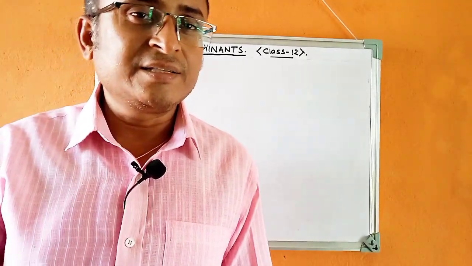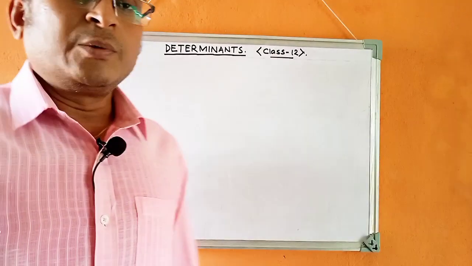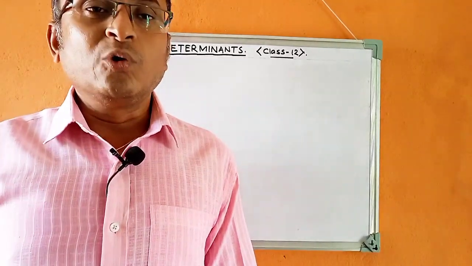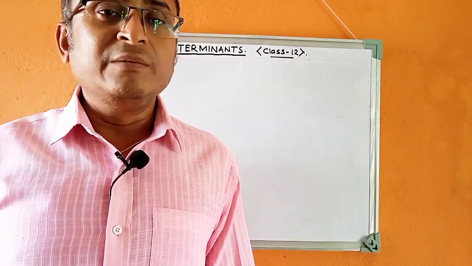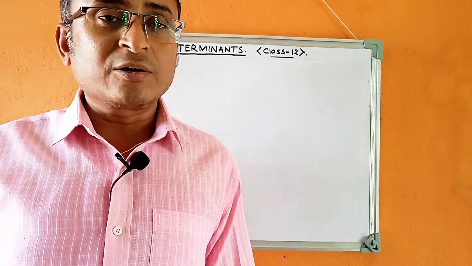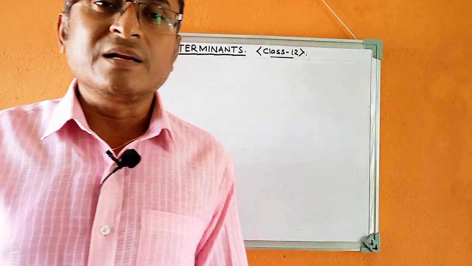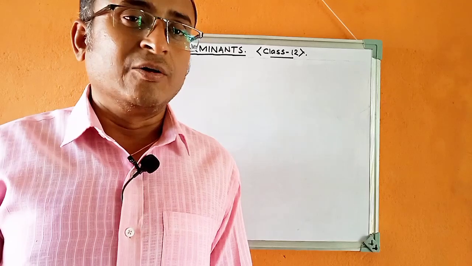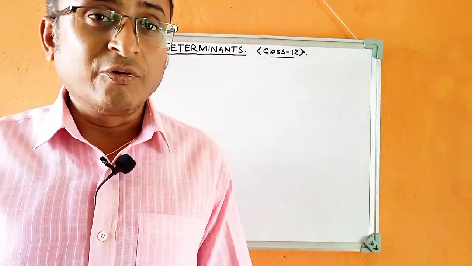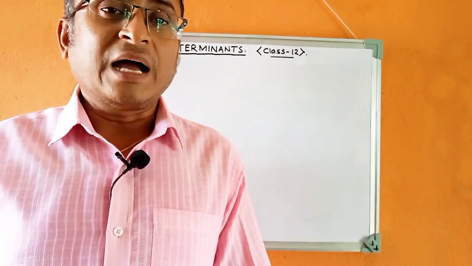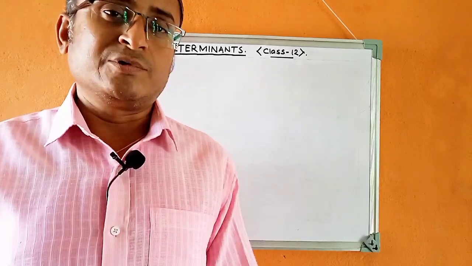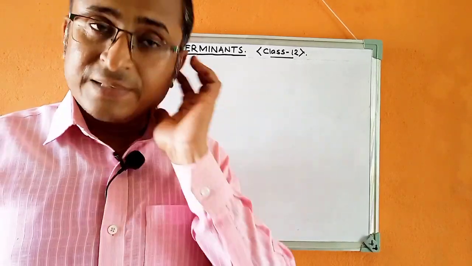Come to the next, property number 4. If two rows or two columns of a determinant are identical, then the result of the determinant is 0. This is property number 4. Identical means all the elements are exactly the same. Now property number 5, this is very important.